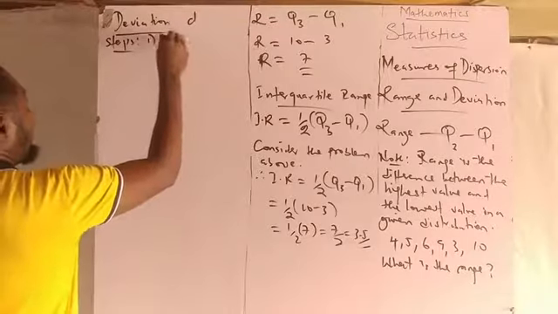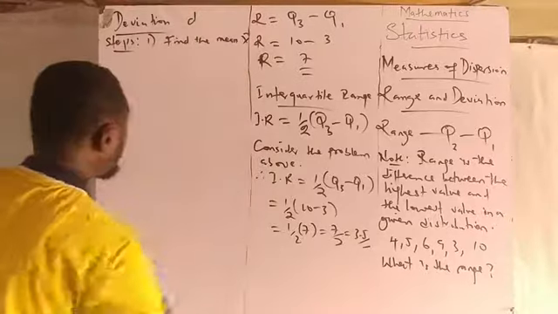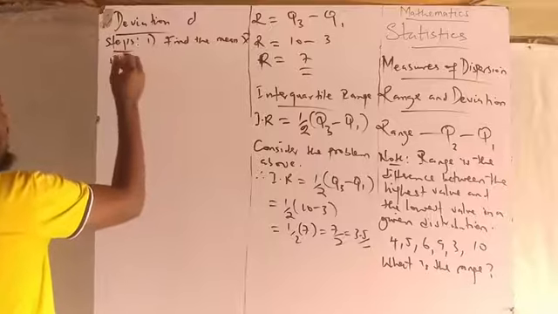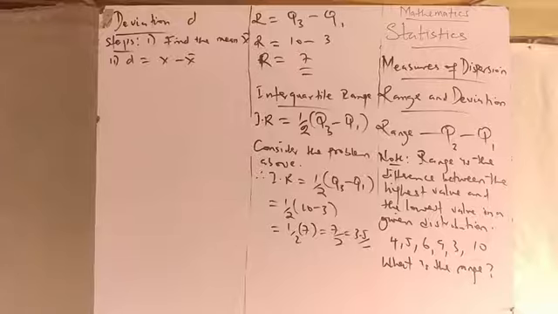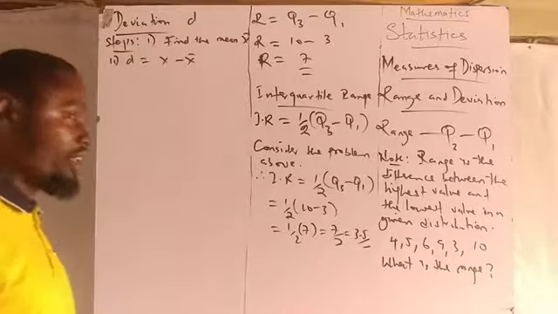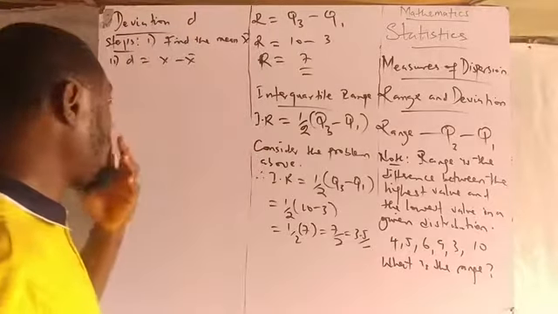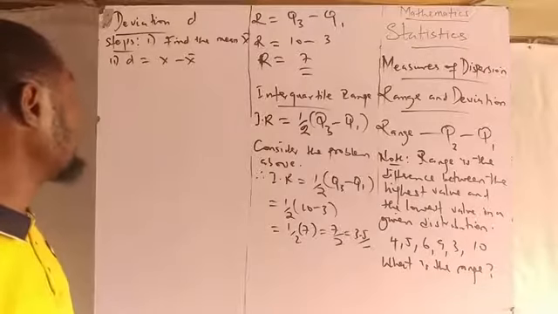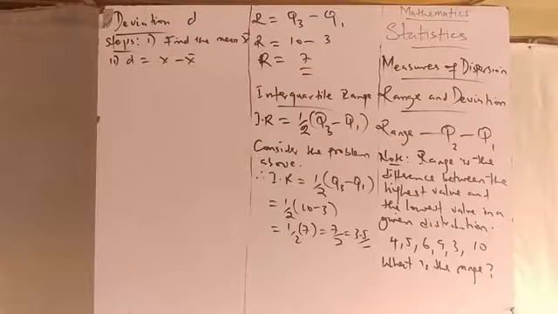Step 1: Find the mean, which is denoted by x bar. If you know your mean, then your deviation is simply each of the values minus the mean. That is your deviation. If somebody asks you how to get the deviation, it is simple: find the mean, then take the mean from each of the values that is given. Whatever answer you have, that is the correct answer.